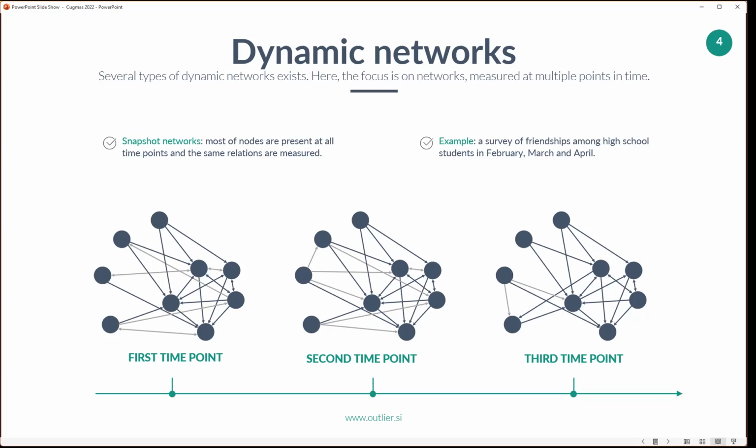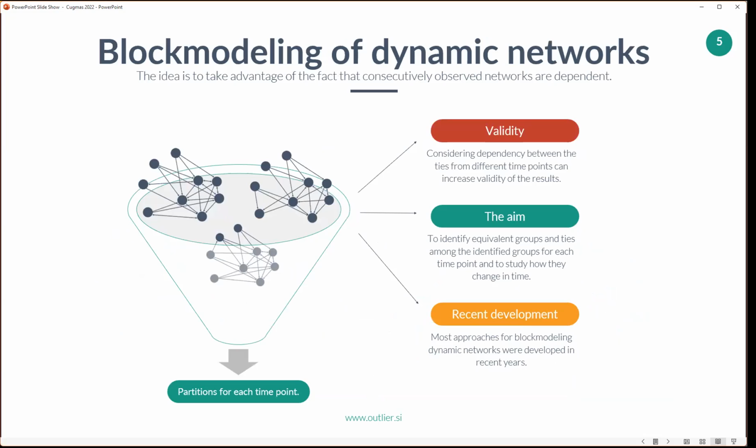If you would analyze such networks in, I don't know, 2000, you would analyze these networks one by one. But today we will talk about block modeling of dynamic networks with these recently developed approaches, which take into account the fact that the links from consecutively observed networks are not independent.